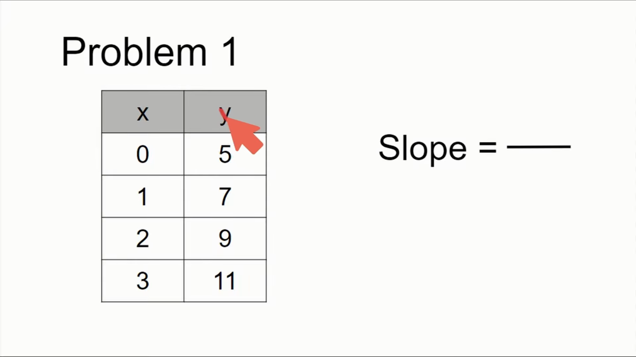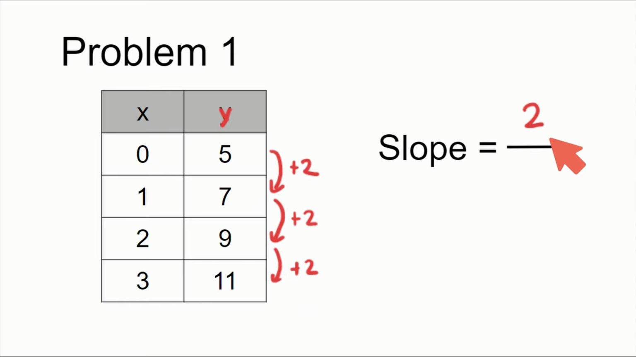Let's start by taking a look at our y values. Going from 5 to 7, what's my change in y going to be? Starting from 5, counting up to 7, that's going to be plus 2. How about from 7 to 9? That's also going to be plus 2. And from 9 to 11, that's going to be plus 2. So my y values are increasing by 2, and the top of my ratio is going to be 2.